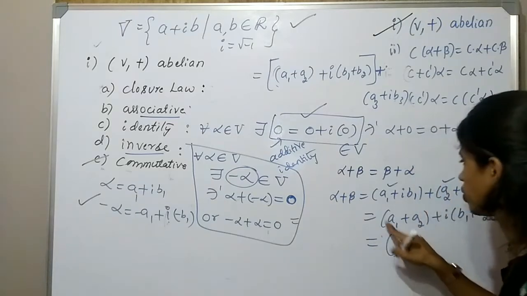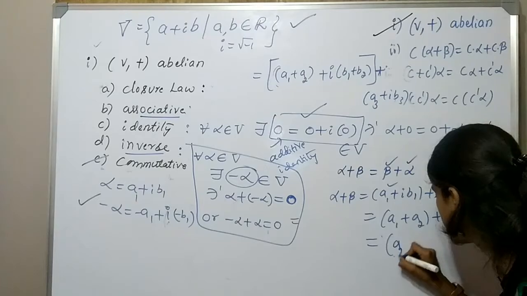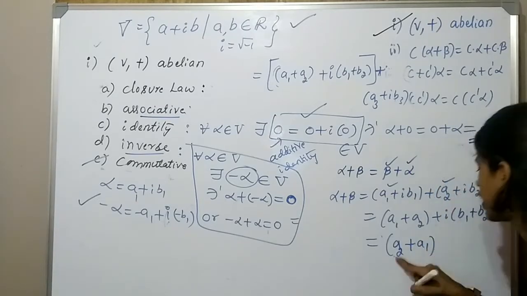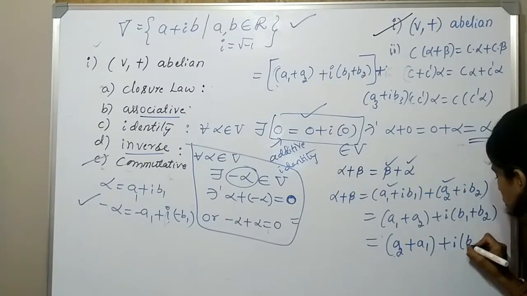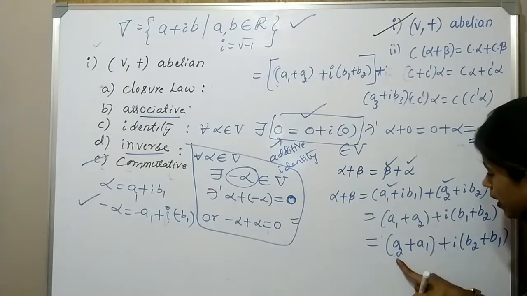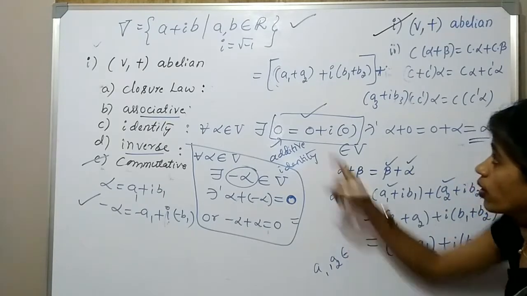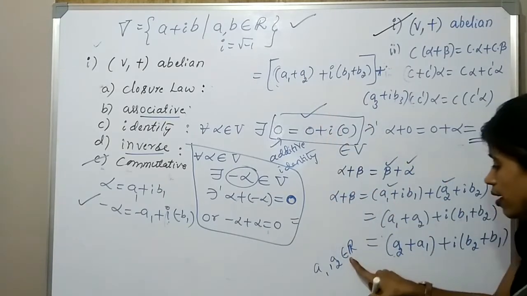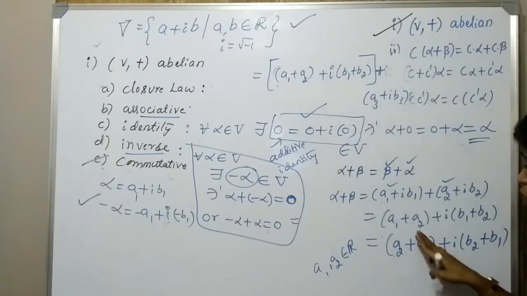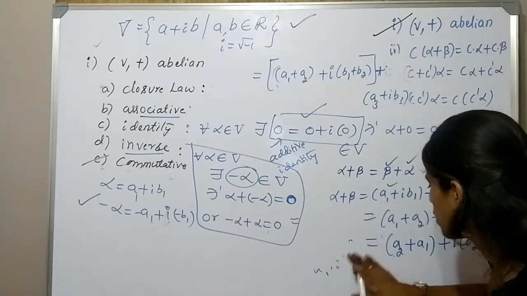So we must get beta plus alpha, that is first beta, so that you just reverse this A2 and A1 and i into B2 and B1. So why this reason? A1 plus A2 can be written as A2 plus A1, because A1 and A2 are elements of what? Real numbers. Real number is nothing but a field, therefore the commutative law holds in real numbers. That's why A1 plus A2 becomes A2 plus A1.